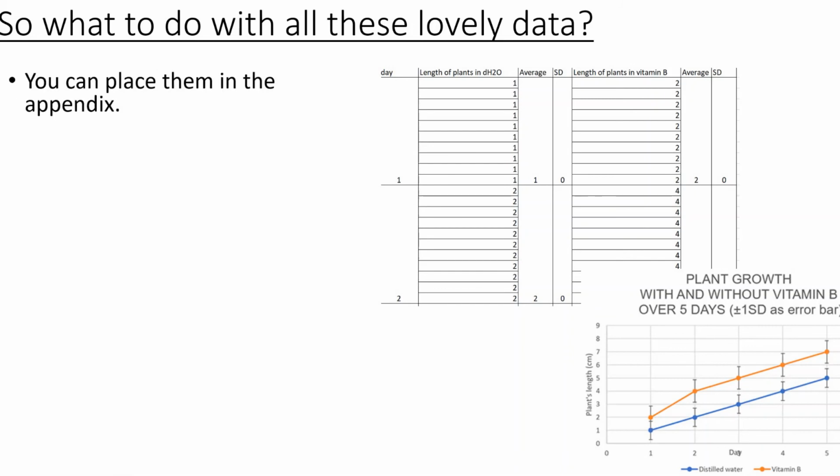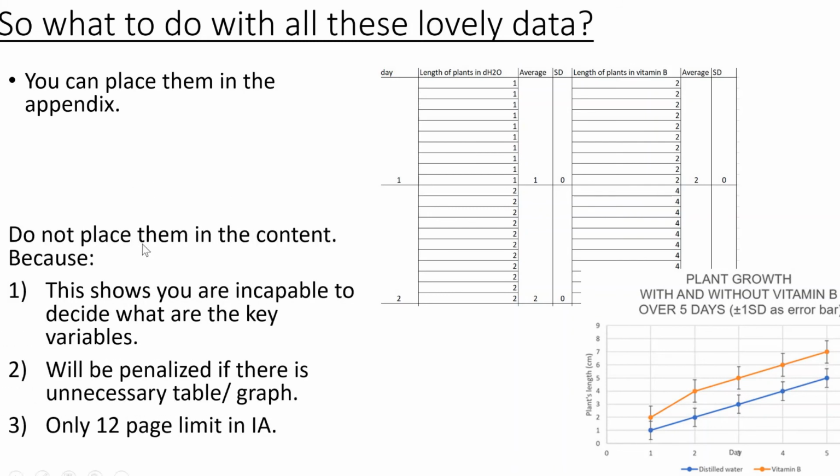I will suggest they place it in the appendix and not in the main content. The reason is that you do not want to overload with unnecessary data. For example, if you are doing the percentage change in day 3, then whatever happened in day 2 and in days 4 and 5 is irrelevant. So you will be penalized for presenting non-essential data, okay? And of course, you will be penalized for too many graphs and too many tables. And as usual, for the IA, there is a 12-page limit, and you do not want to exceed it.